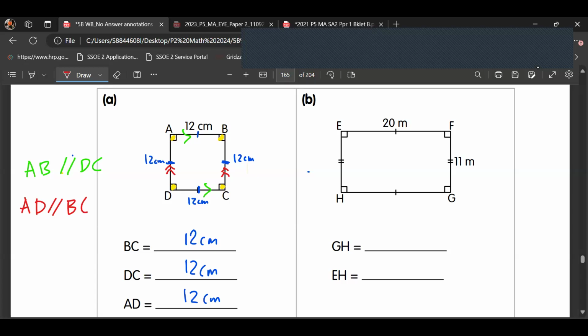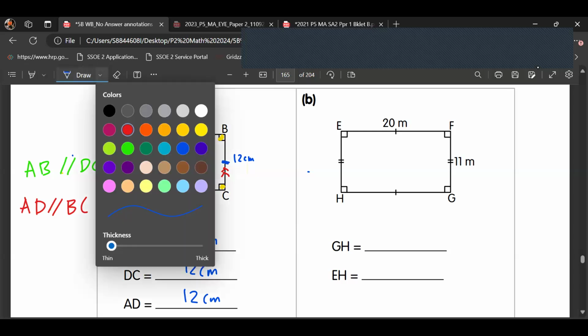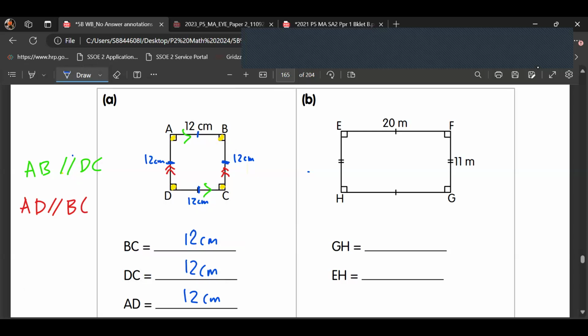So these are the two properties. Okay, can I take it that you already know how to fill in B? Yes. So GH is... and EH is 11 meters. Please take note of the units, okay?